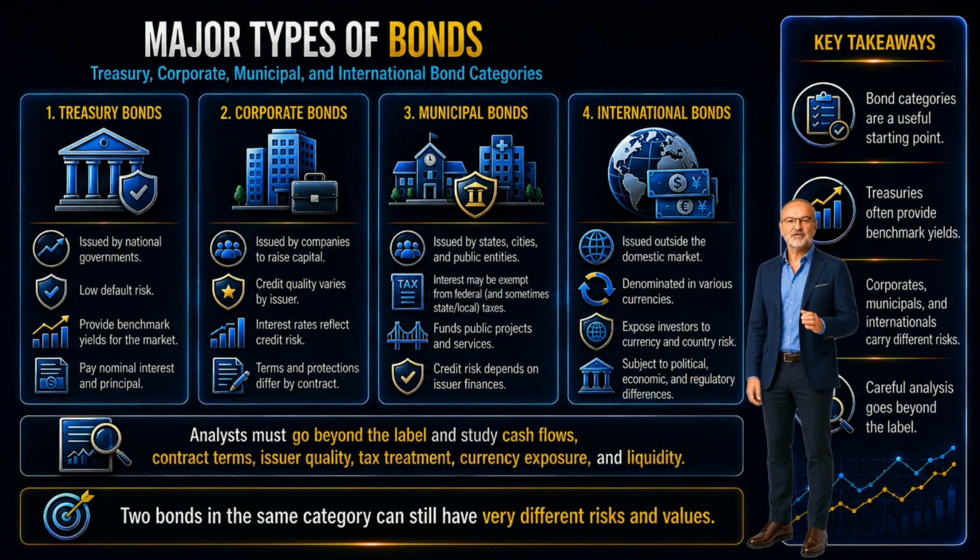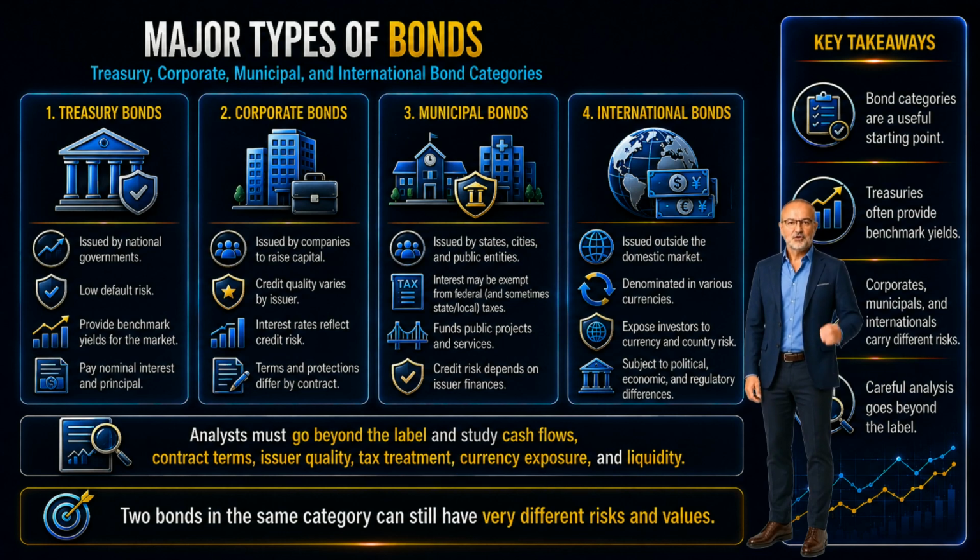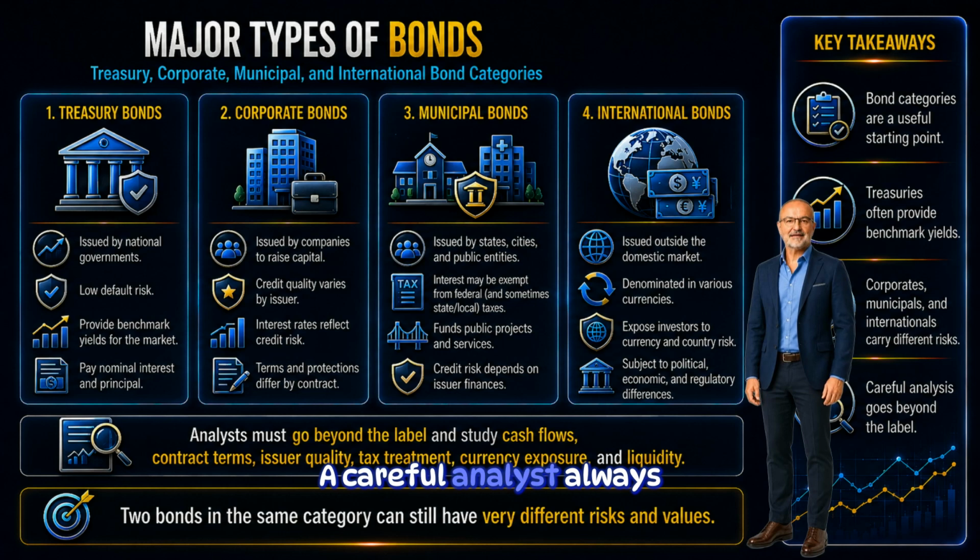International bonds are issued, sold, or denominated across national markets. They allow issuers to access investors outside their home market and allow investors to gain exposure to foreign interest rates, currencies, issuers, and credit conditions. These categories are useful, but they are only the beginning. Two bonds in the same category can have very different risks. A careful analyst always goes beyond the label and studies the actual cash flows, contract features, issuer quality, tax treatment, currency exposure, and liquidity.